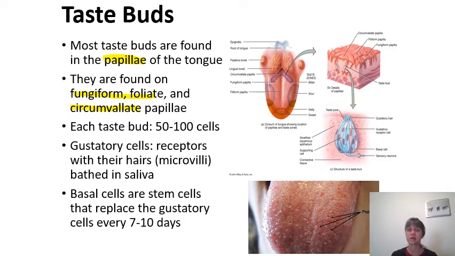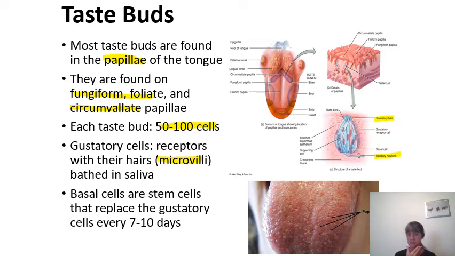Each taste bud has approximately 50 to 100 gustatory receptor cells, and these receptors have tiny little microvilli that are going to increase surface area, and these microvilli are bathed in saliva. And so these gustatory hairs basically receive the different types of chemicals, and then those chemical signals are converted, or transduced, to send action potentials along sensory neurons.